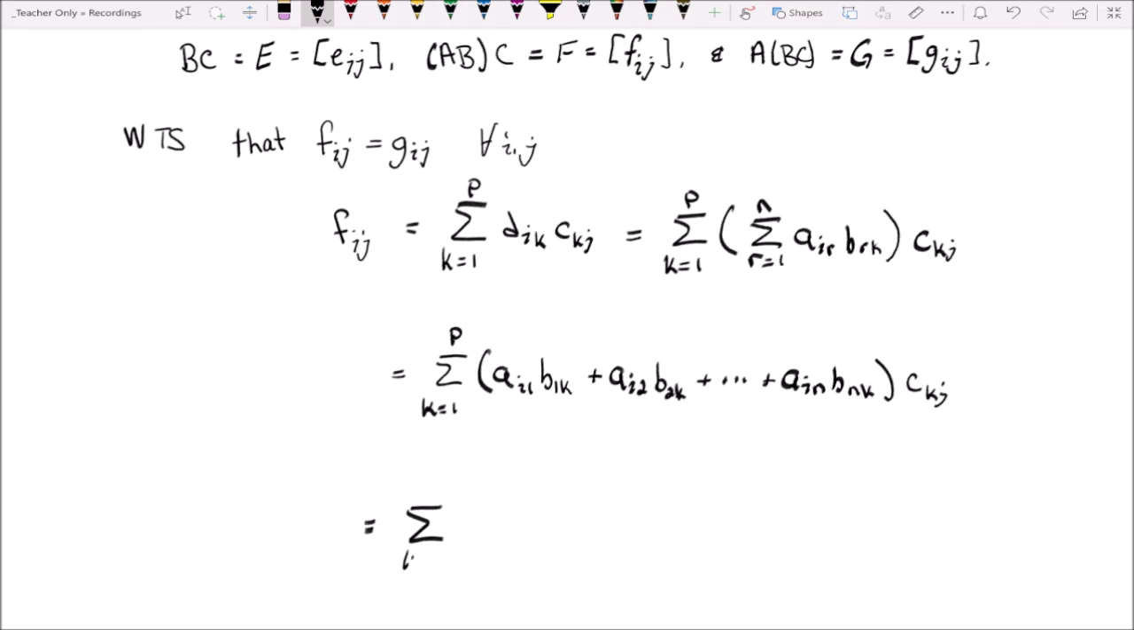So we now have the sum, k equals 1 to p, of ai1 b1k ckj, plus ai2 b2k ckj, plus so on and so forth, plus ain, I'm sorry, not plus, times bnk times ckj.